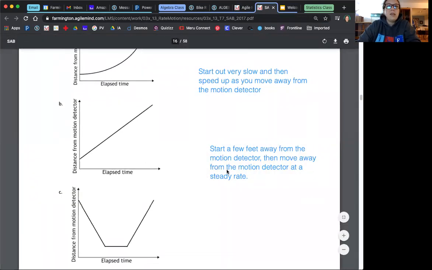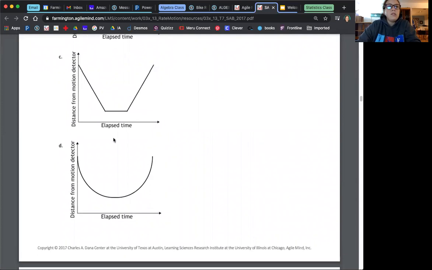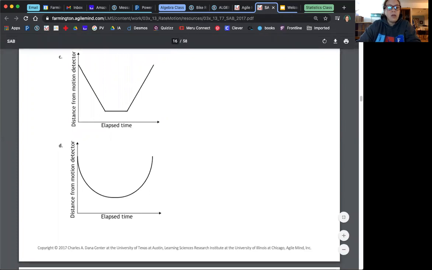So for C, let's do C and D. I'm going to erase these. For C and D, so here for C, we have three lines, but they're all straight lines. So thinking about linear motion versus nonlinear motion, remember that linear is always a straight line. So these are linear lines, and we know to make those, we need to move at a steady rate.